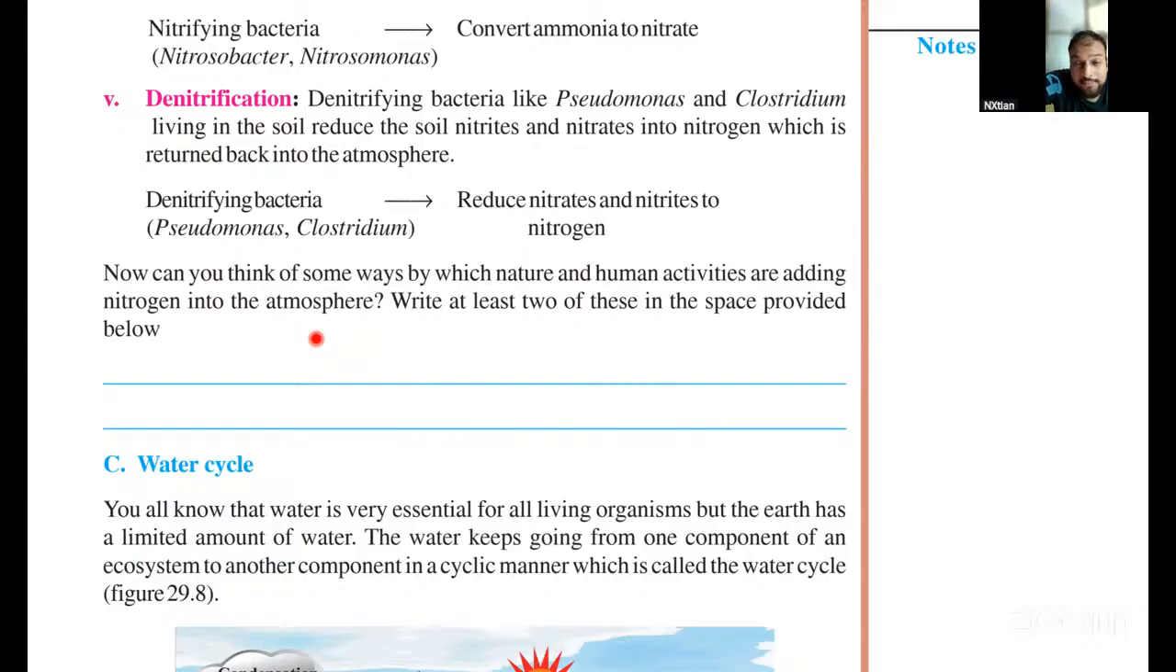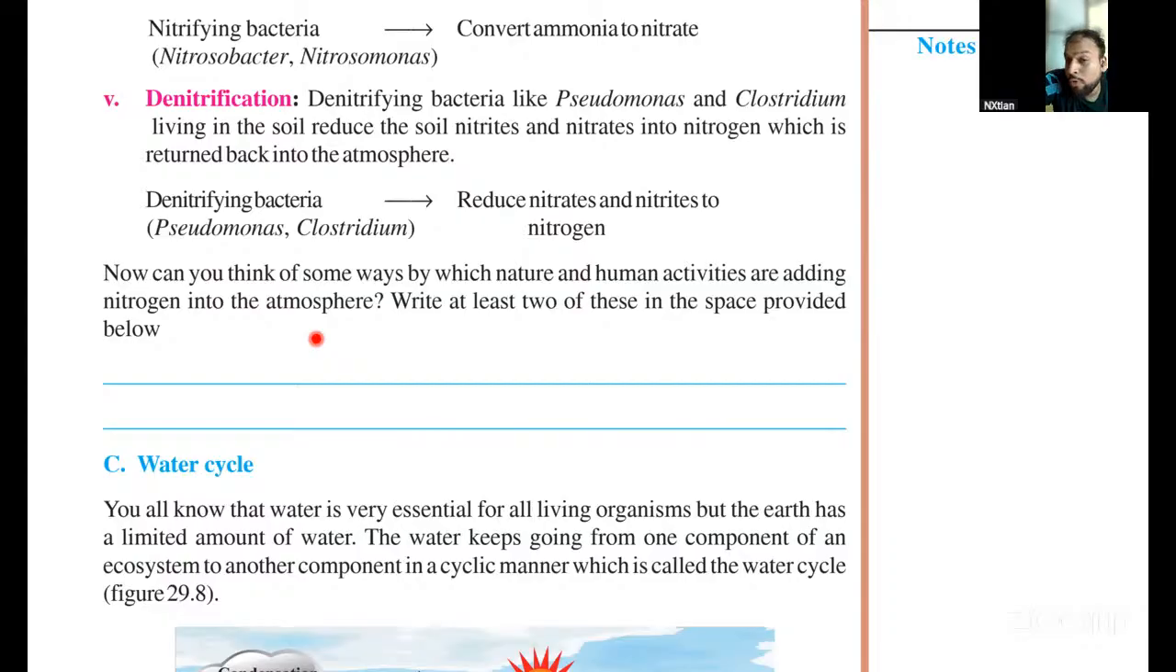Now, guys, these names are very important. The question can be asked in the form of an MCQ: what are the denitrifying bacteria? They can ask the denitrifying bacteria names from you, saying Pseudomonas and Clostridium. Please mark this in your book. The question can also come as a two-mark question, like what do you mean by denitrifying bacteria? Explain it with an example. So you guys have to remember this. Denitrifying bacteria are Pseudomonas and Clostridium.